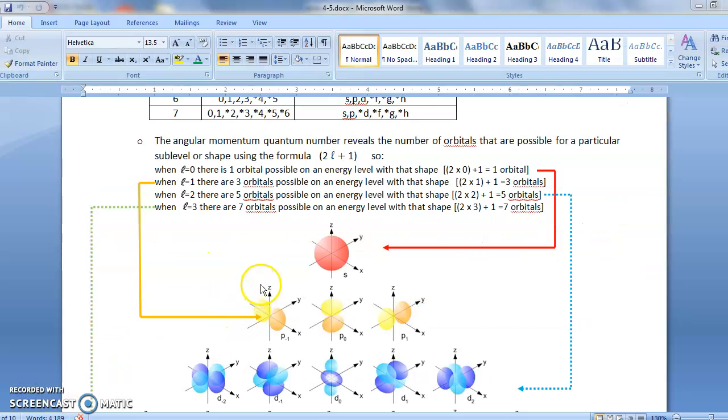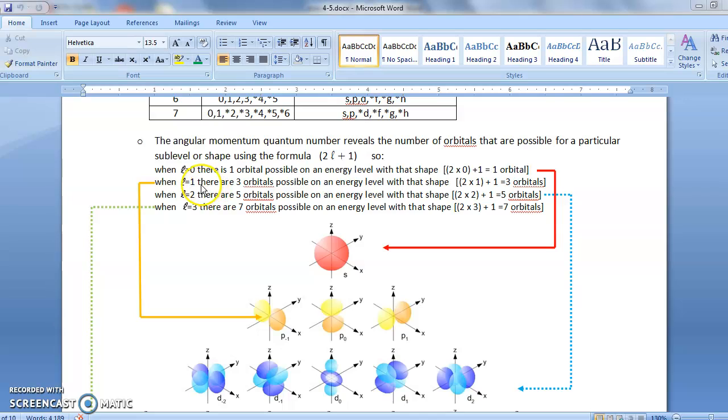In the 4-5 packet, you'll see when L equals 0, you are in the s. When you are on the s, there's one orbital. How do you know how many orbitals there are? The other way of doing it is taking 2 times your L, plus 1. 2 times 0, plus 1 is 1 orbital. There's one orbital in the s. There are 3 in the p's. When you're in the p, your second number is a 1. You could take 2 times 1 plus 1, that's 3.